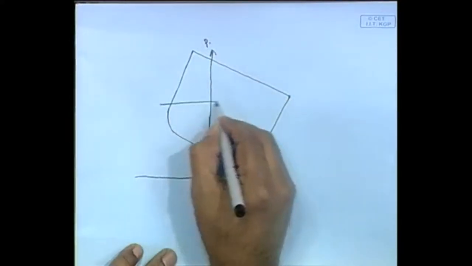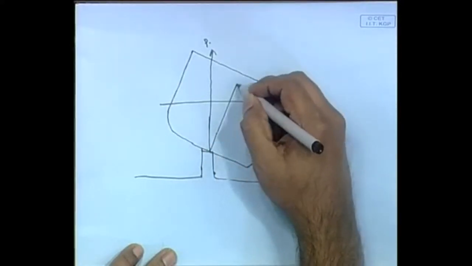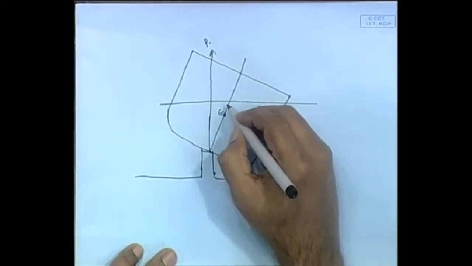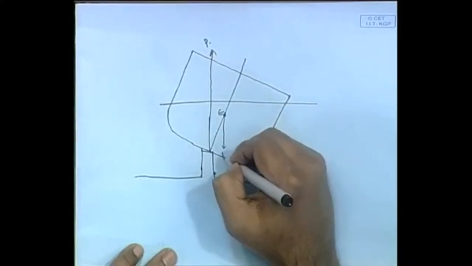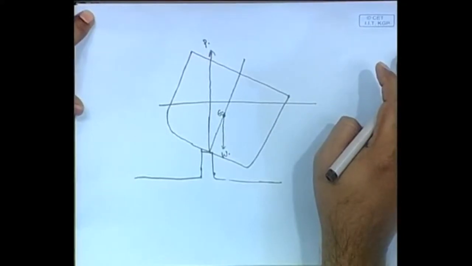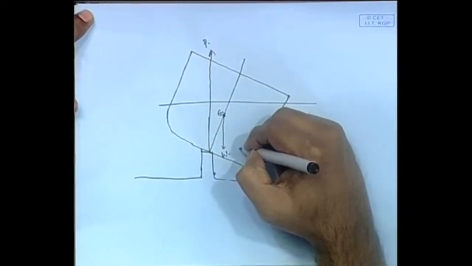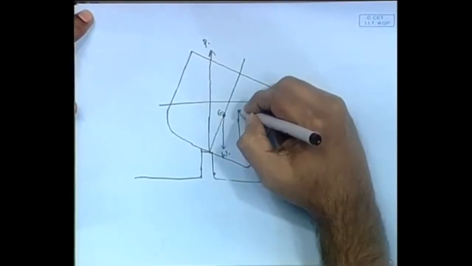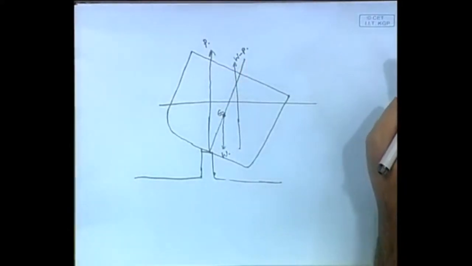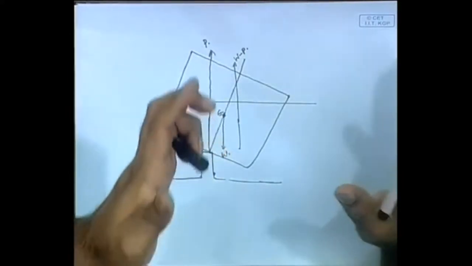Let us assume that this is the center line of the ship. Therefore, at this point you have G, the center of gravity of the ship. At that point the weight of the ship will act down, W. Now there is a buoyancy force acting on the ship. We know that the buoyancy force will be given by W minus P.